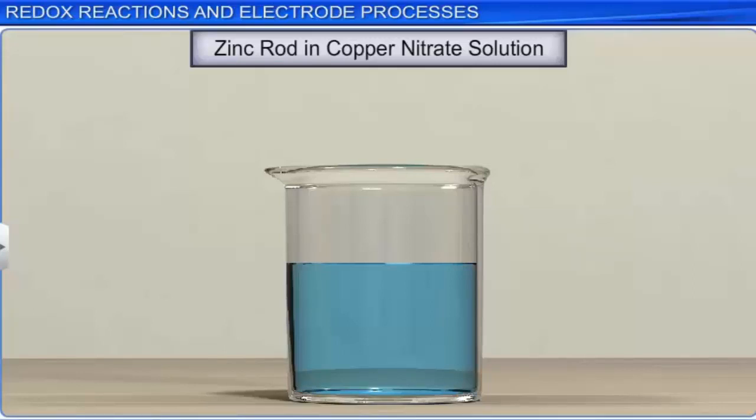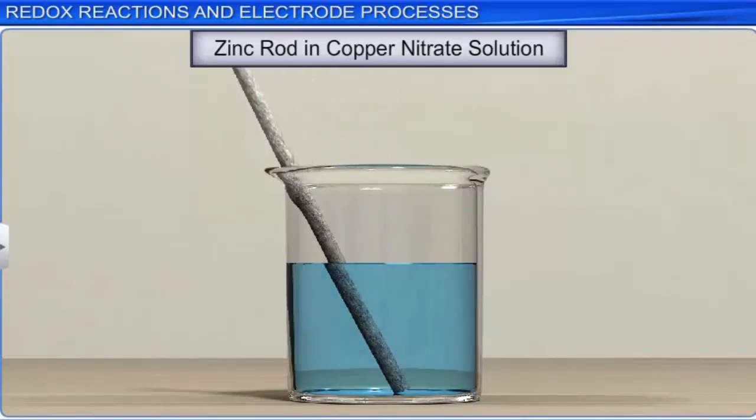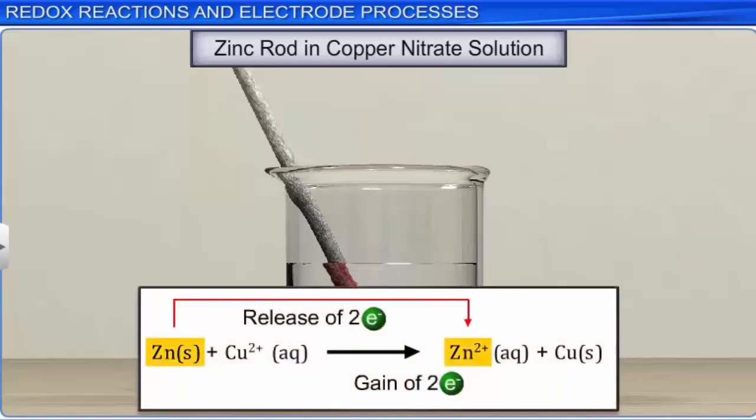Let's revisit the redox reaction that we've seen. Here, we place a zinc rod in copper nitrate solution. After a while, the color of the solution becomes pale blue, and finally, it becomes colorless. The zinc rod, on the other hand, gets coated with reddish metallic copper. In this reaction, zinc is oxidized to zinc ions and copper 2 plus ions are reduced to form copper.